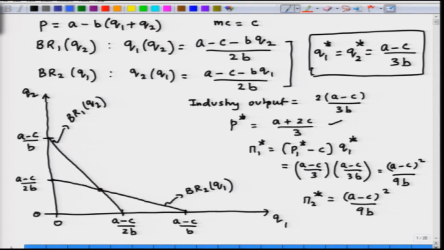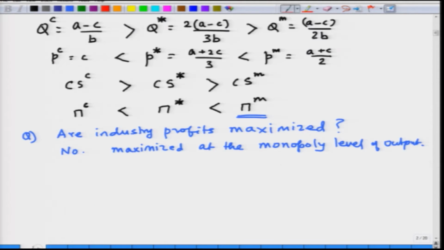So, if I look at this graph, what are the monopoly levels of output? Well, if firm 2 were to produce (A minus C) by 2B, that would be a monopoly level of output. If firm 1 were to produce (A minus C) by 2B, that would be a monopoly level of output, and any combination of Q1 plus Q2 which adds up to (A minus C) by 2B would be the total monopoly output where the industry profit is maximized.